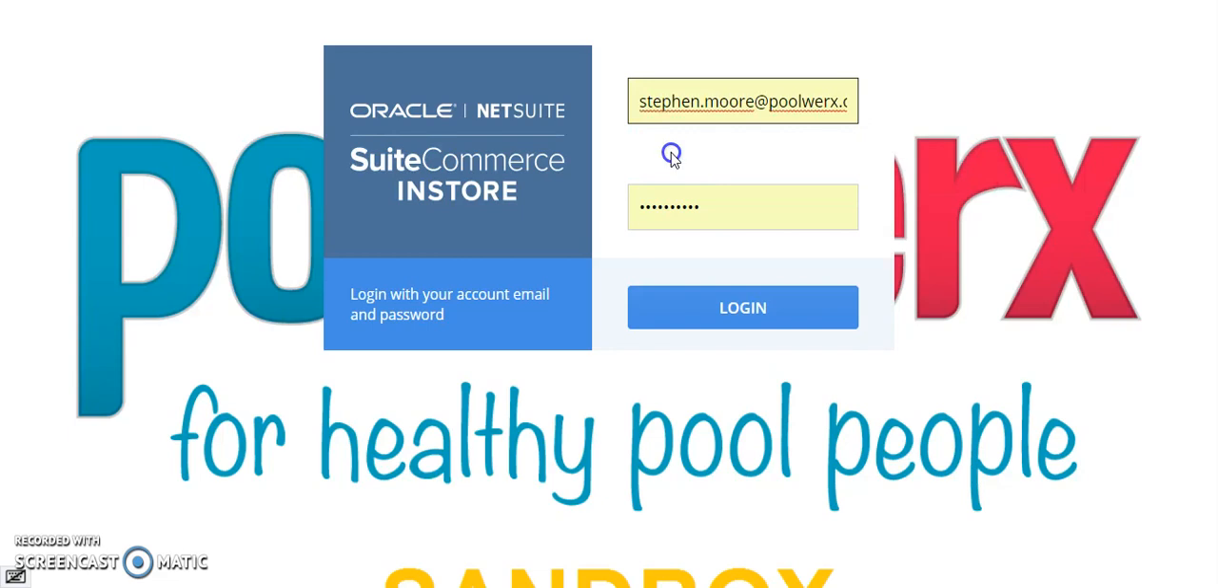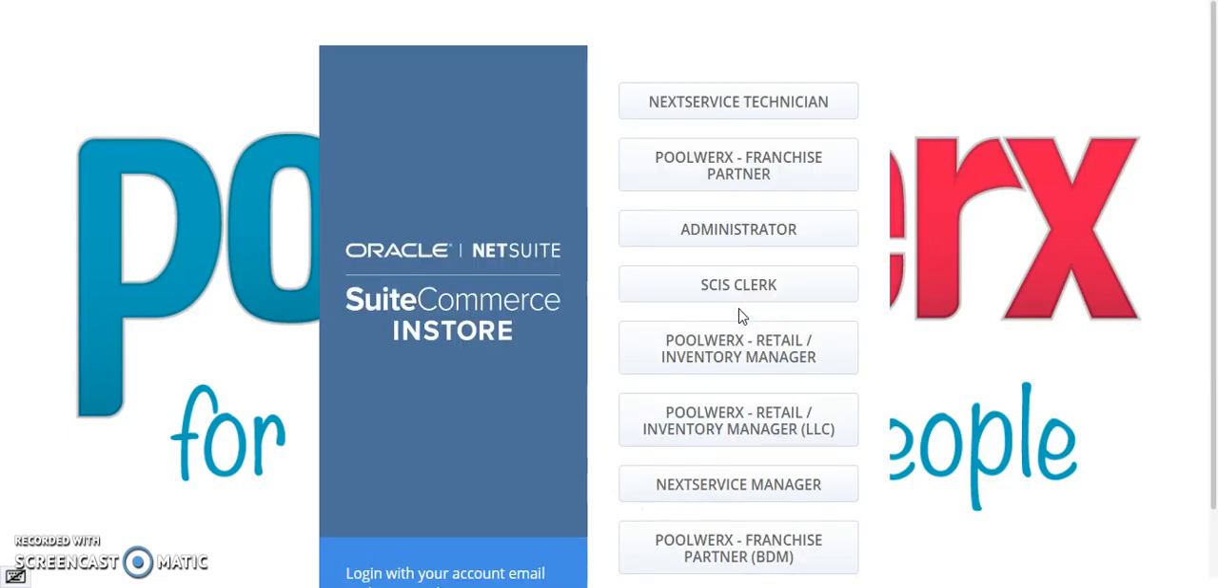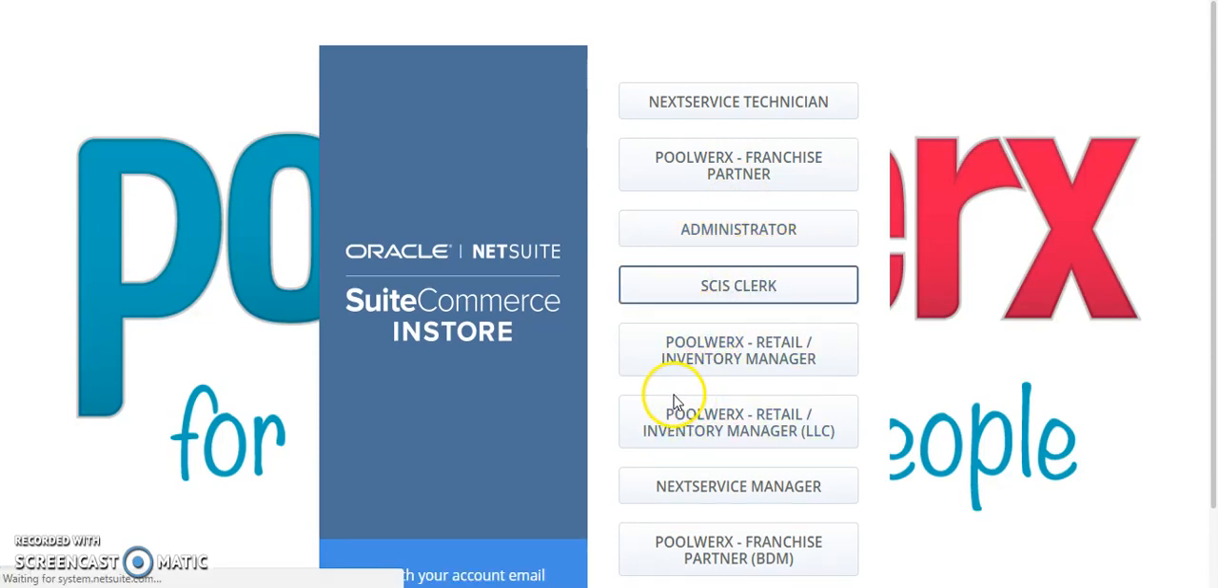So we're going to enter in our login details. Mine's already saved. Yours will be your email address and your password, and click on login. What we'll need to do here is just select the role that you have, which in most cases will be your SCIS clerk. There's also a retail inventory manager, the franchise partner, and also administrator. So we'll open up the SCIS clerk role.